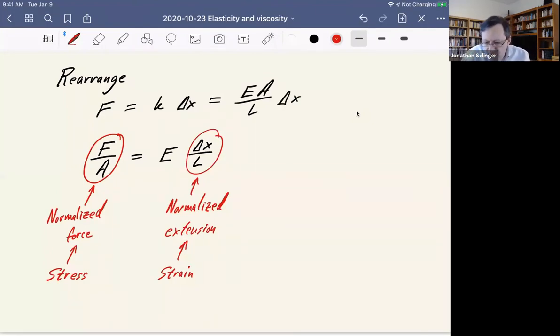And for the units, you can see that the strain is meters divided by meters, right? And so it is dimensionless. And the stress is a force divided by an area. So it has units of newtons per square meter or pascals.